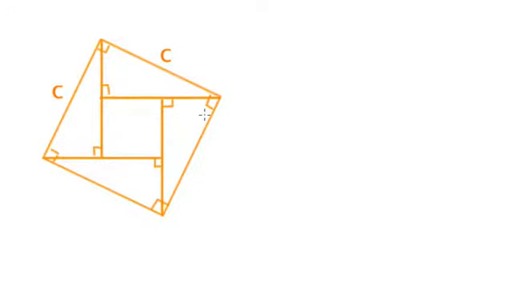Okay, now we have a big square with side length C. We have 4 right triangles, and then we have this hole in the middle. It's a square, and I know it's a square because all those angles are supplementary. So if this angle is 90 degrees, this has to be 90 degrees. Same with this one and this one, this one and this one, this one and this one. So I have a big square, 4 right triangles, and a smaller square.